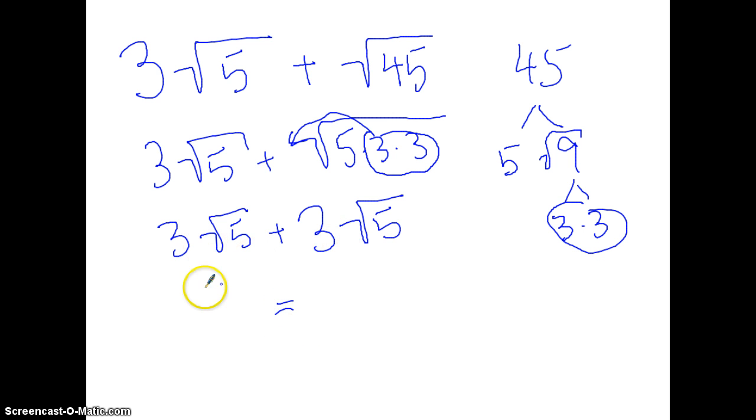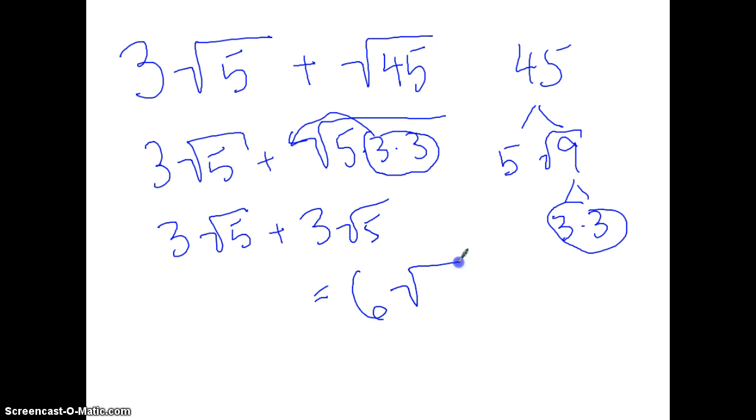So I'm adding two like terms. 3x plus 3x is 6x. I've got 6 of whatever that thing is. I've got a total of 6 square roots of 5.